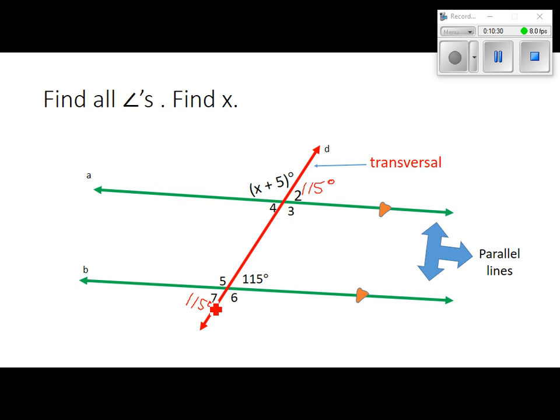3 would be x plus 5. I heard two different things for angle 3. What is it? You were both right. 65 degrees, and we know it's x plus 5. So x plus 5 has to equal what? 65. Can we solve that? That's one of the things they ask us to find. Tell me another angle. 4 would be 115. And 5 would be 65. And 6 would be 65.